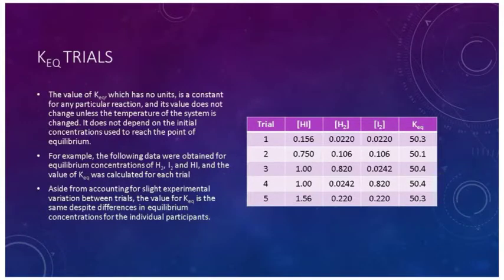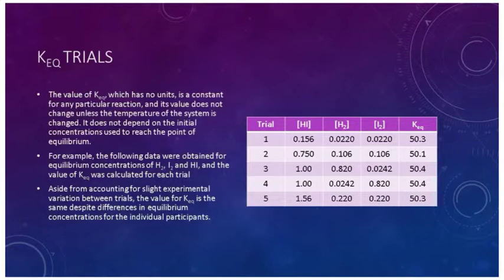Like I was saying before, the value of Keq has no units. It's a constant for any particular reaction, and its value does not change unless the temperature of the system has changed. It does not depend on the initial concentrations used to reach the point of the reaction at equilibrium. For example, the following data were obtained for equilibrium concentrations of H2, HI, and I2, and the values of Keq were calculated for each trial. Aside from accounting for slight experimental variation between trials, the Keq is the same despite differences of equilibrium concentrations for the individual participants.